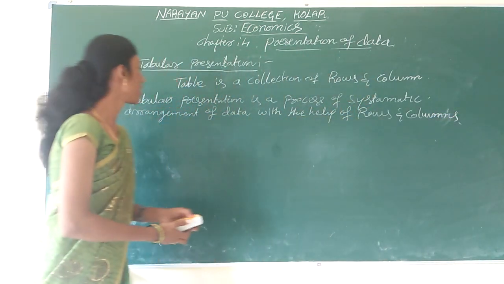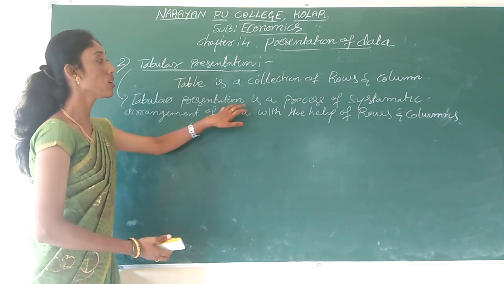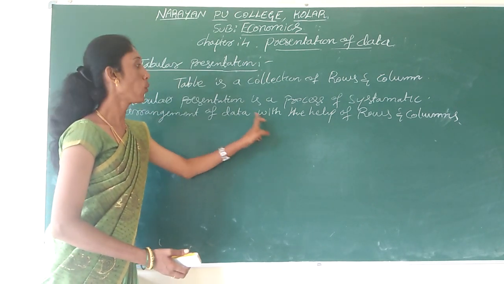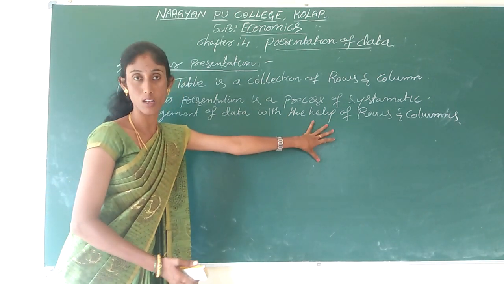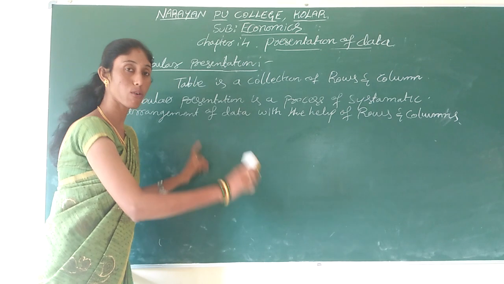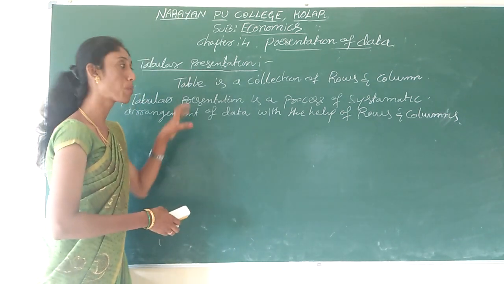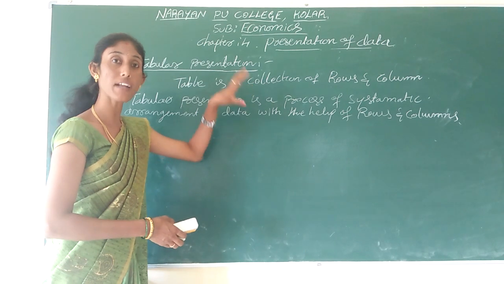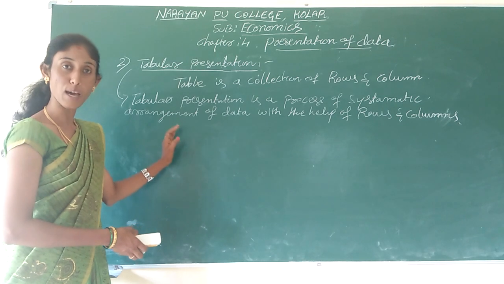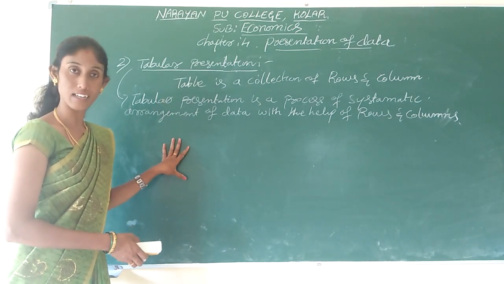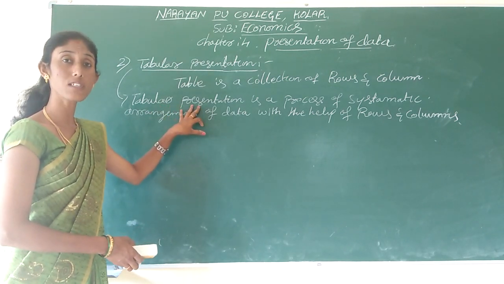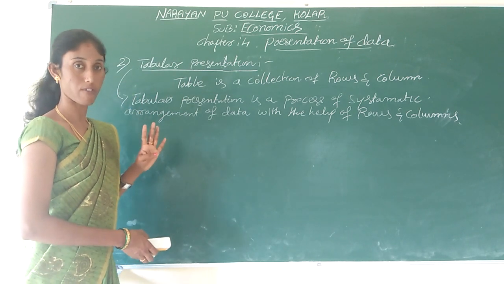Got it now? Tabular presentation is a process of systematic arrangement of data with the help of rows and columns. This is what tabular presentation is. With the help of rows and columns, if we present the data in a systematic manner, that can be called a tabular presentation of the data. Next, the tabular presentation we can present in 4 main forms.